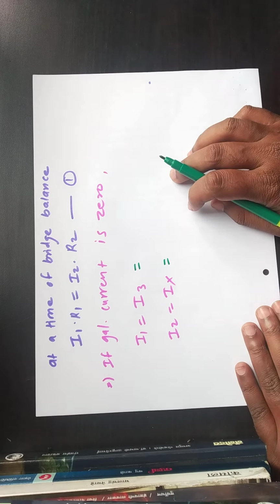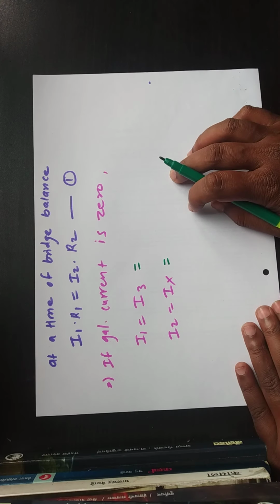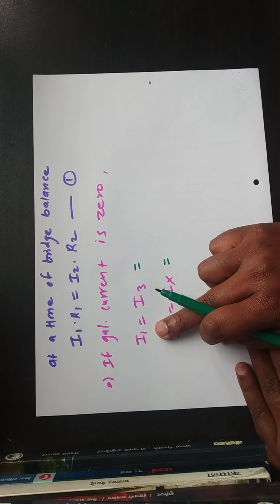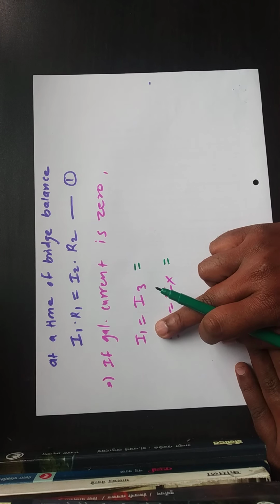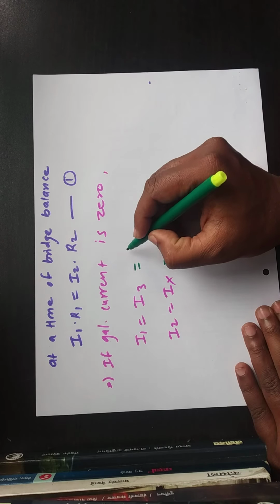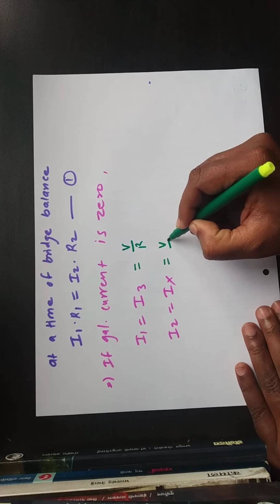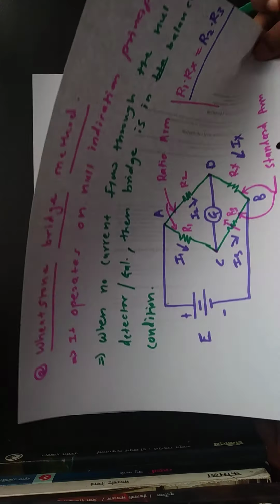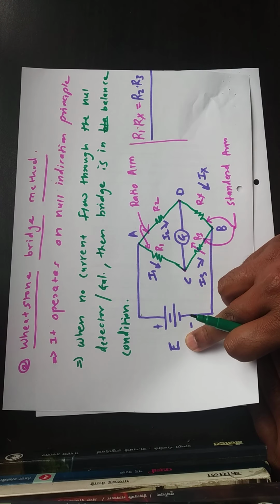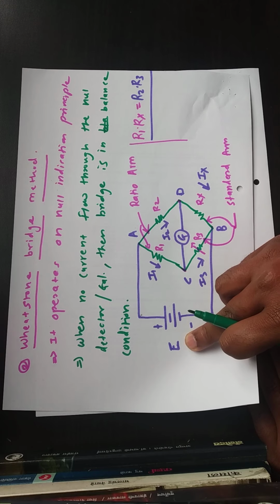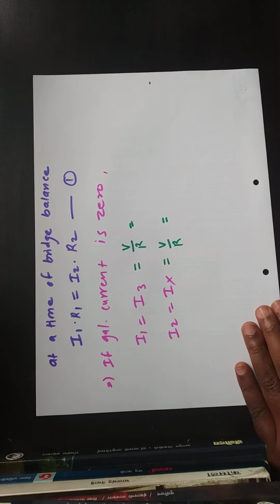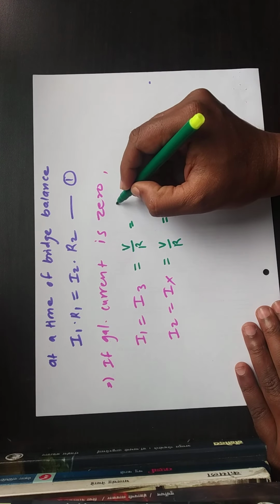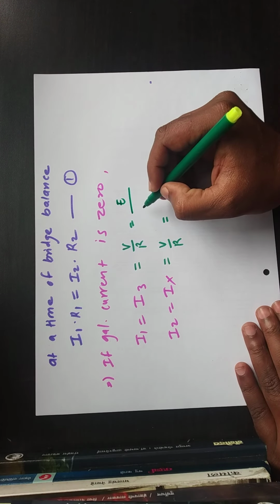what is Ohm's law? It says V is equal to IR. Now we have to find the equation for I, so it becomes V divided by R. In our case, V is represented by E, that is a DC source. So it becomes E divided by the resistance.